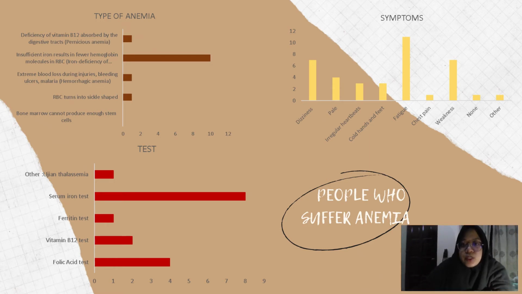When observing the tests that respondents with anemia go through to confirm they have anemia, 72.7% of respondents go through the serum iron test, while 36.4% of respondents agreed with the folic acid test. Other than that, some respondents take the vitamin B12 test at 18.2%, and the least taken test is the ferritin test, which is at 9.1%, while another 9.1% of respondents share that they also take the thalassemia test.